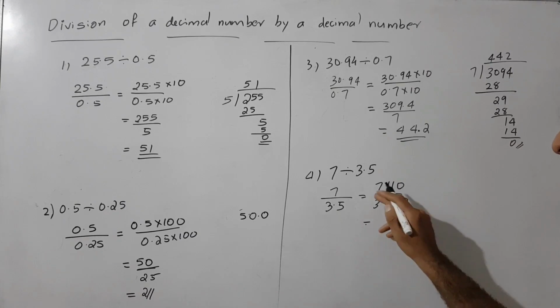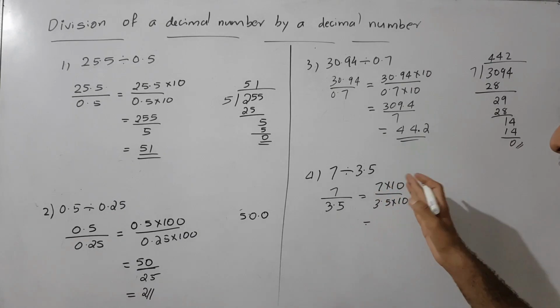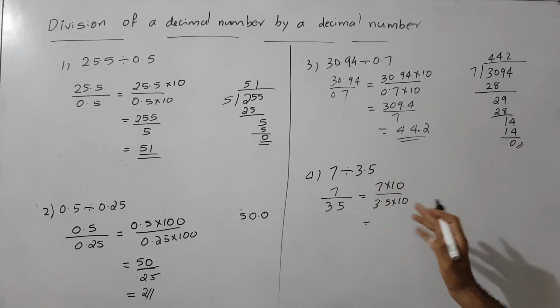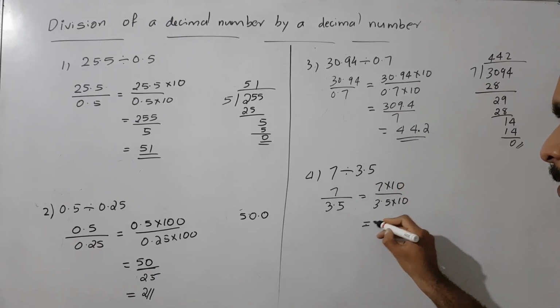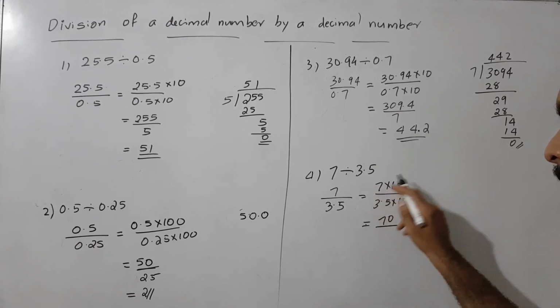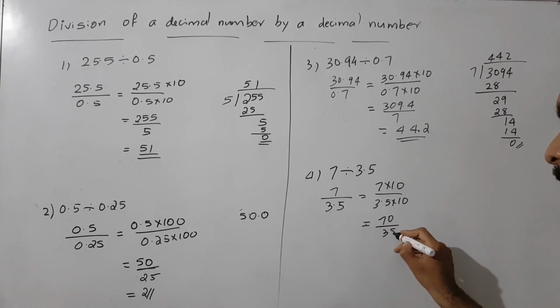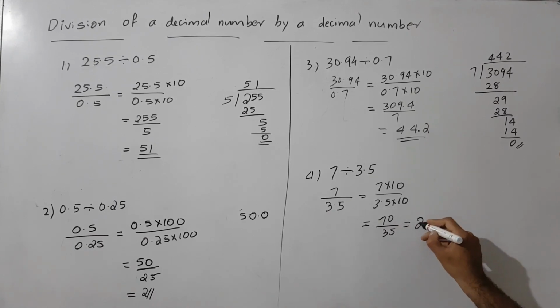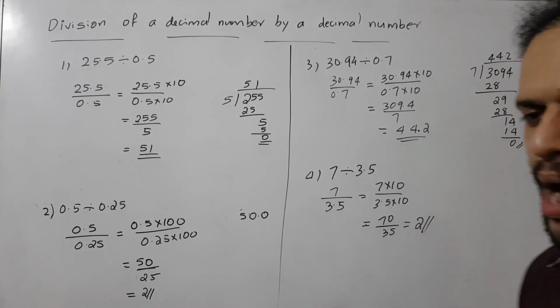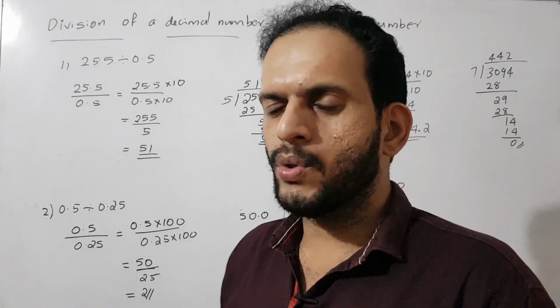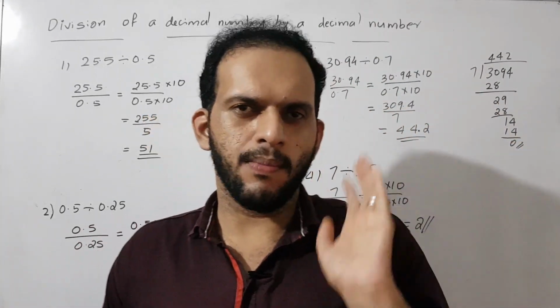Then what do you get? 7 into 10. Here there is no decimal point to move back. 7 multiplied by 10 is 70. So 70 divided by 35. What is 70 divided by 35? The answer is 2. So I think you got the idea how to divide two decimal numbers.